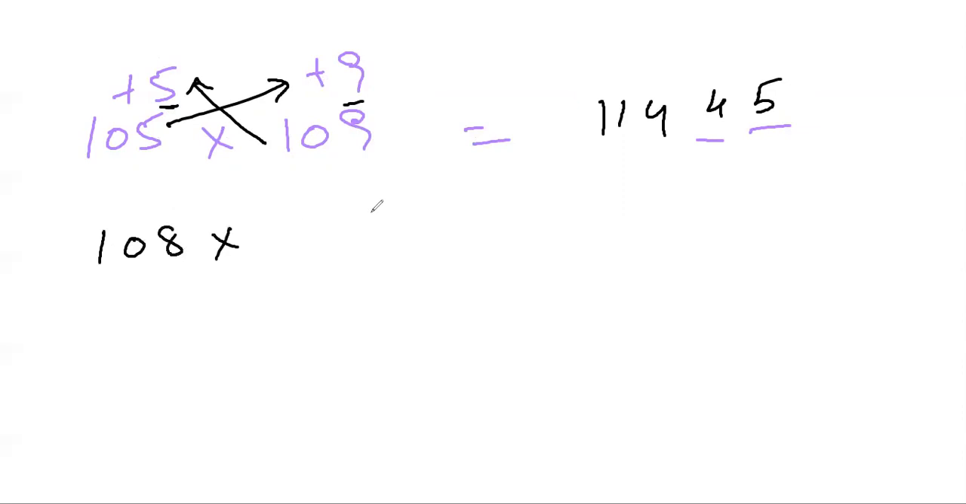For example, 108 into 103 I am having. Plus 3, plus 8. 8 threes are 24. 108 plus 3 is 111.